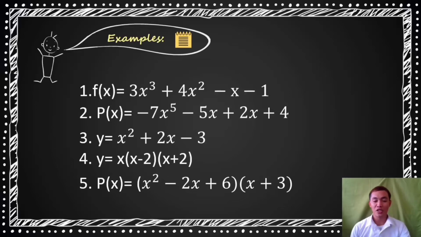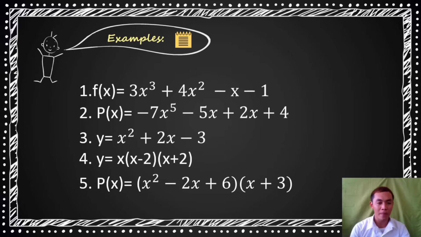As you have observed, number 1 is represented by f of x, number 2 and number 5 are represented by p of x, and number 3 and 4 are represented by y. Number 1, f of x is 3x cubed plus 4x squared minus x minus 1. Take note that the degree of the polynomial is decreasing.